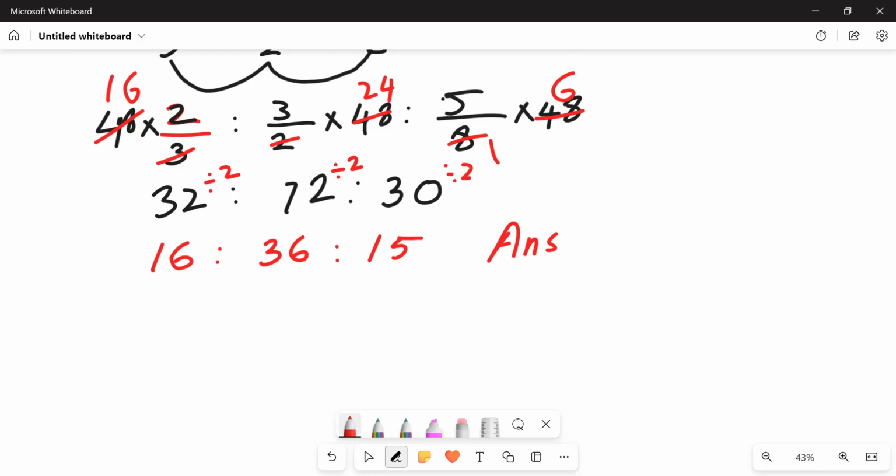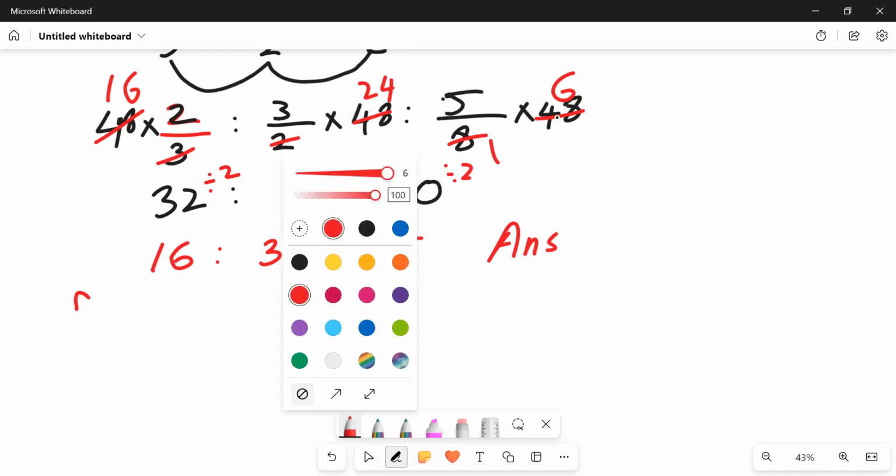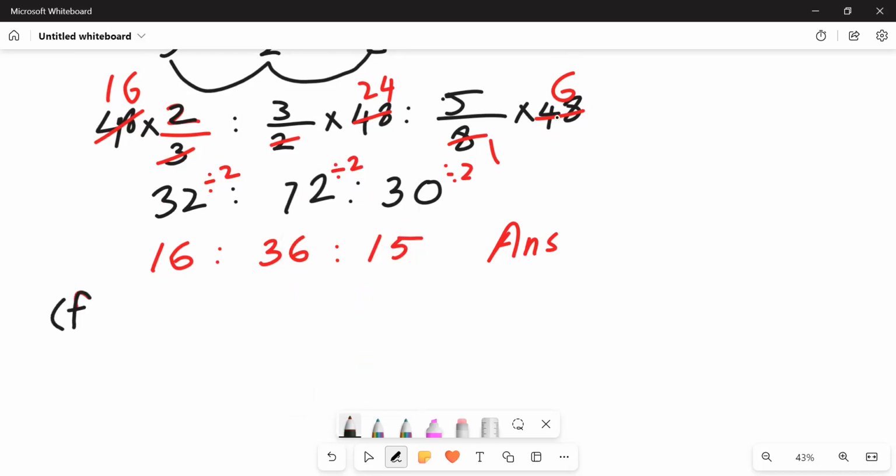Now its F part is... Sajal, is it clear? I'm asking again and again because if you have confusion, we can discuss right now.